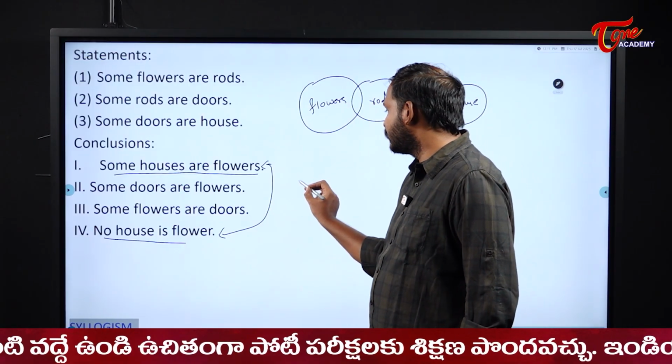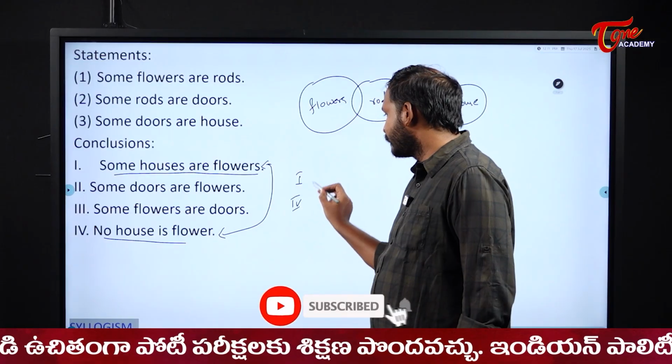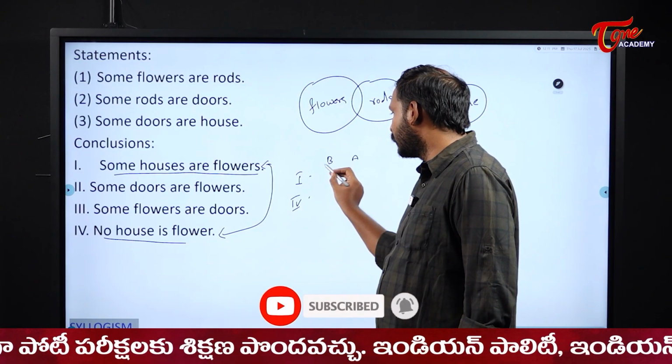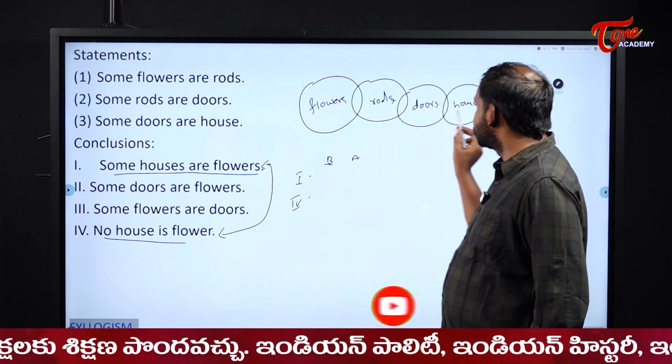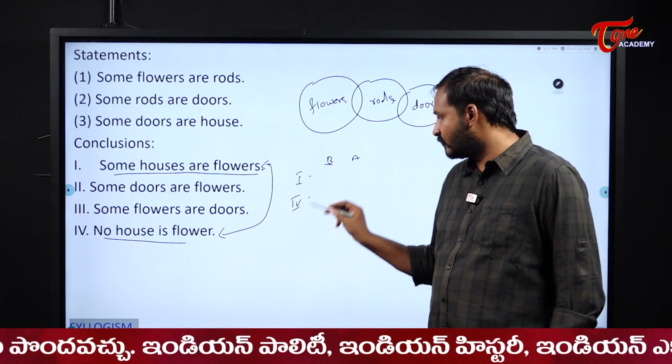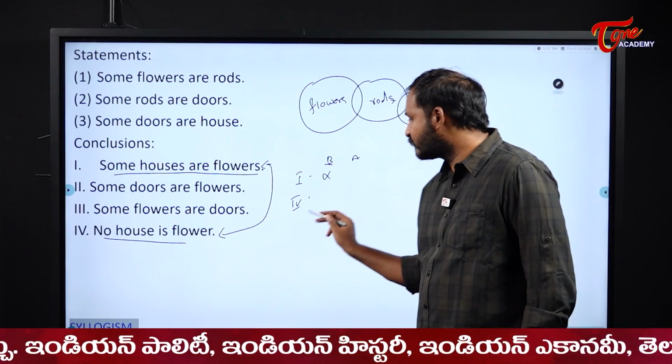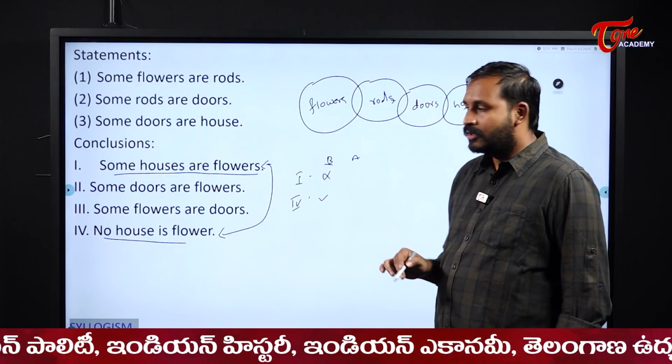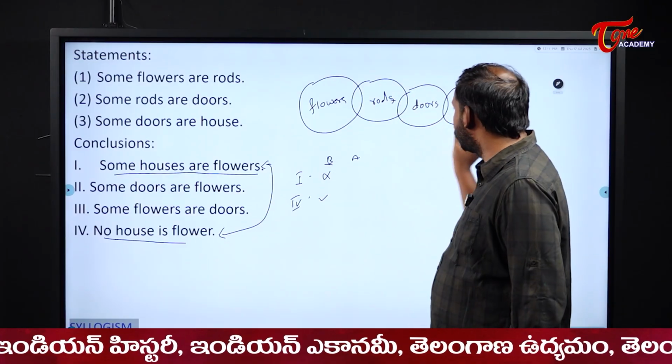So, now I will check the first and fourth together, both basic and alternate. Now, first, some houses are flowers. Is there any relation between houses and flowers? No. This is false. Then "no house is flower," it becomes what? True.